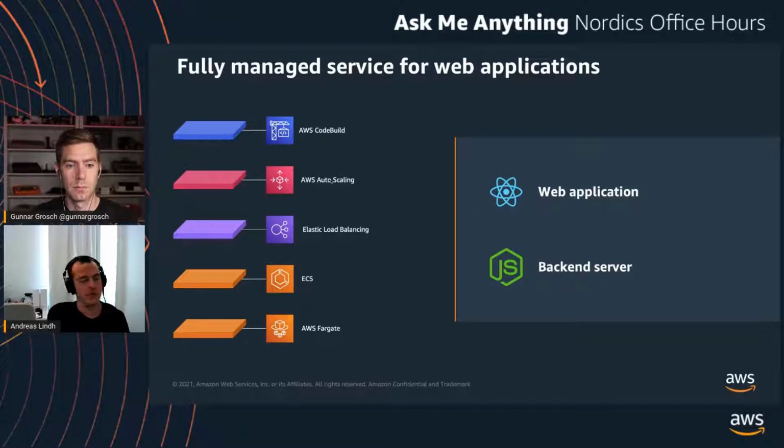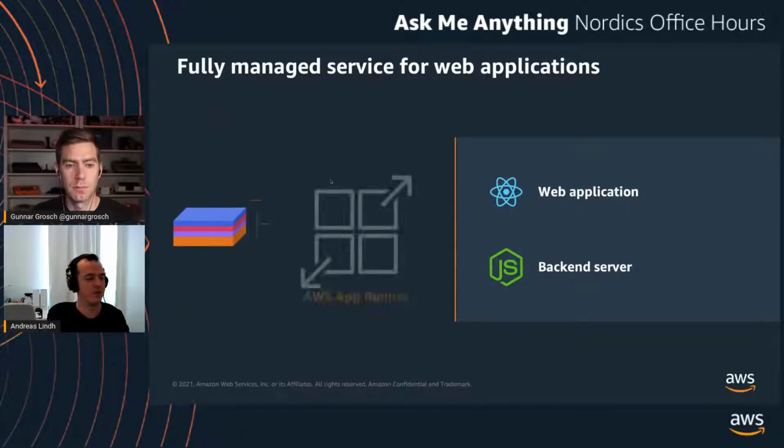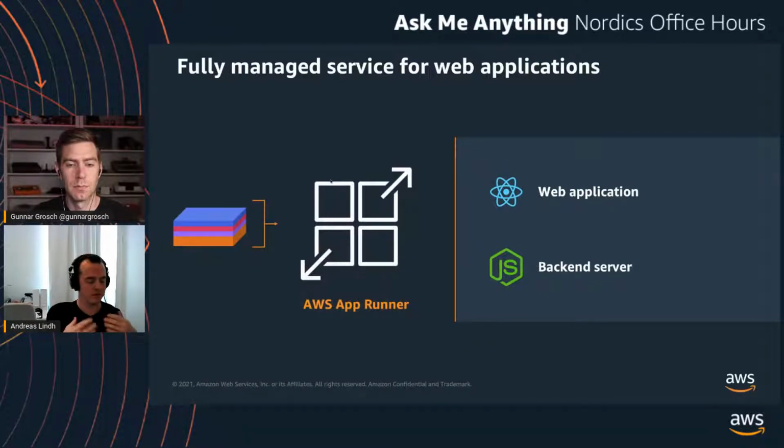With AWS App Runner, that changes. We remove a lot of the heavy lifting involved with doing this. So AWS App Runner takes care of all of those steps for you. The only thing that you need to bring to the service to get your application up and running is your code or a pre-built image. And we're going to look at both of these scenarios throughout the session today.